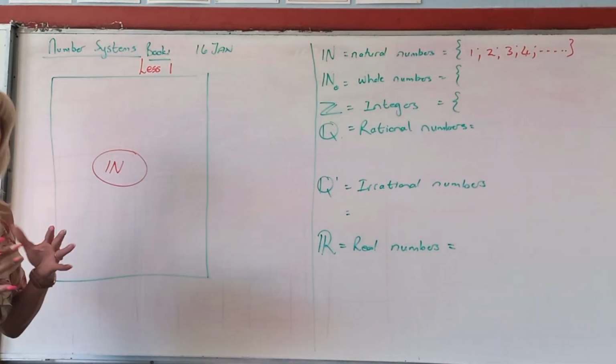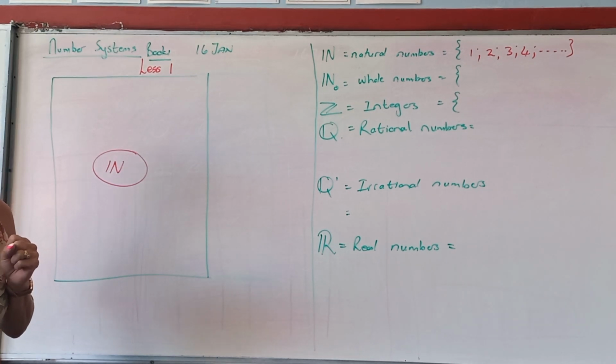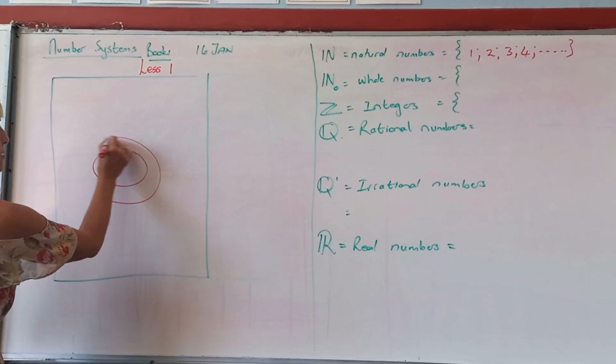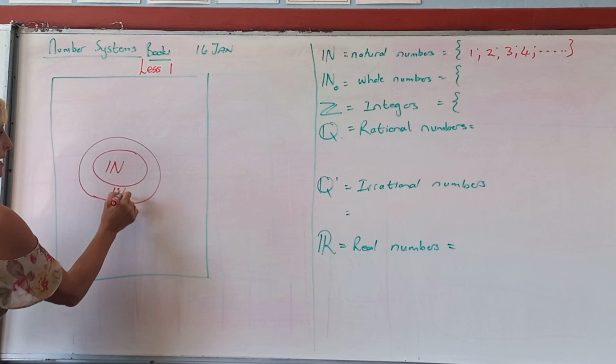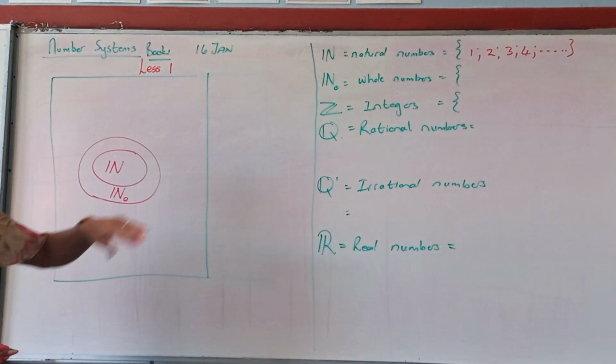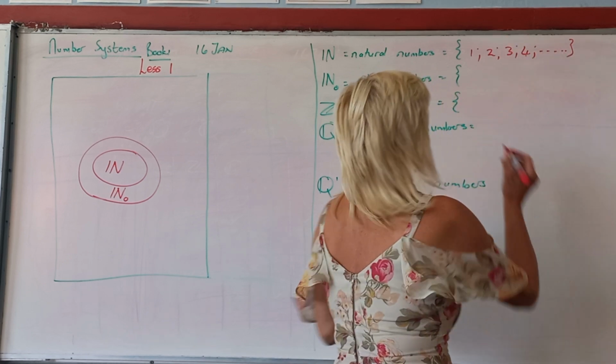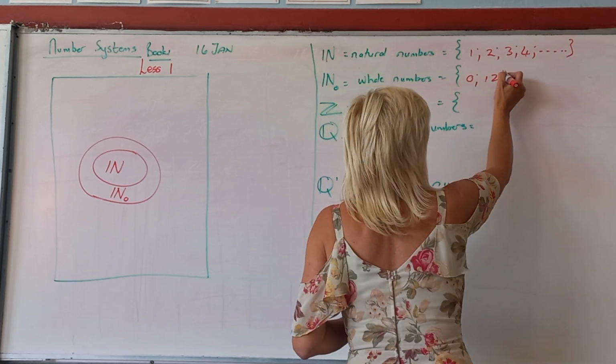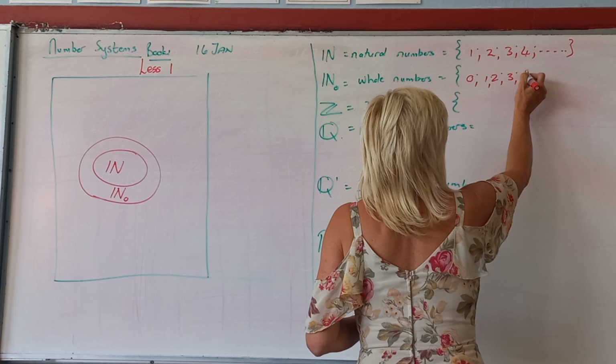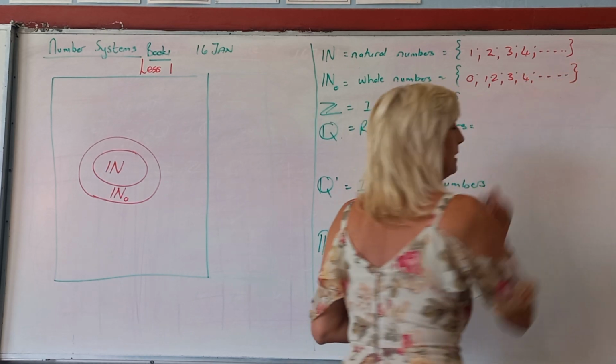Then we saw, but listen, we need something else. There's something short here. We also need a 0. So if we add a 0 to that, we get to what we call the whole numbers. Only thing added to the natural numbers is 0. And it goes on until infinity.